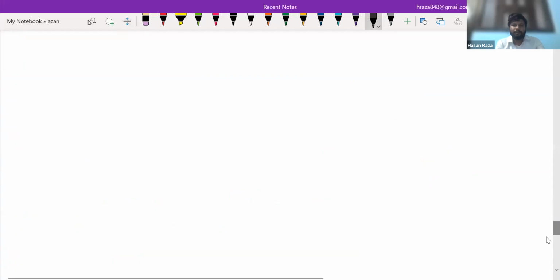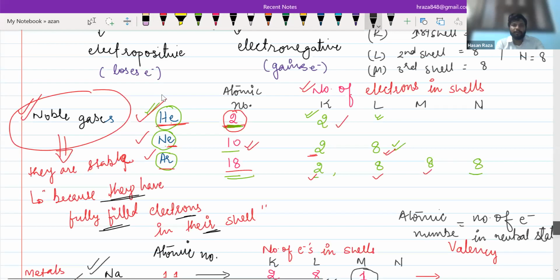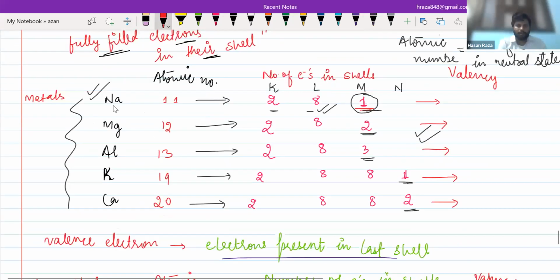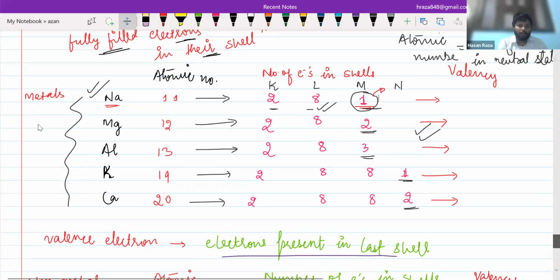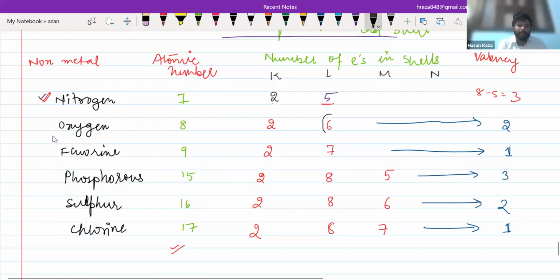What I was telling you is that, in order to achieve stability of an element, sodium will lose one electron instead of gaining seven electrons. Was this clear? So in non-metals, you can see, in order to become stable, oxygen will gain, what do you think? Oxygen will gain 2 electrons or lose 6 electrons? What do you think?